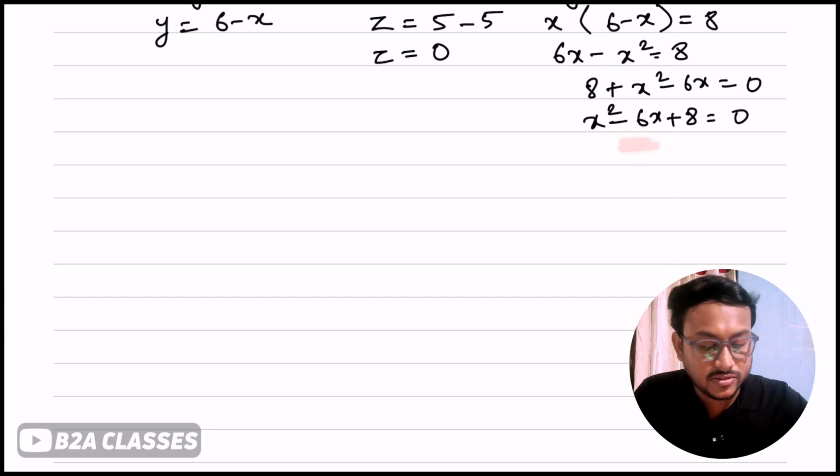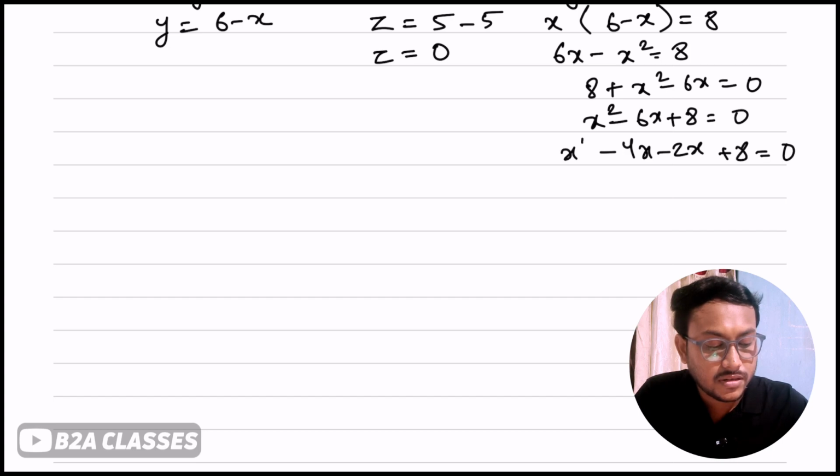ये जो माइनस 6x है इसको हम क्या लिख सकते हैं, इसको हम माइनस 4x माइनस 2x लिख सकते हैं, क्योंकि माइनस 4 माइनस 2 इज माइनस 6 एंड माइनस 4 मल्टीप्लाइड बाय माइनस 2 इज 8. सो हम इसको ऐसा लिख सकते हैं. अब यहाँ पे हम क्या करेंगे, x कॉमन ले लेंगे. सो x माइनस 4 माइनस 2 कॉमन ले लेंगे हम लोग यहाँ पे, तो x माइनस 4 रिमेनिंग रहेगा.